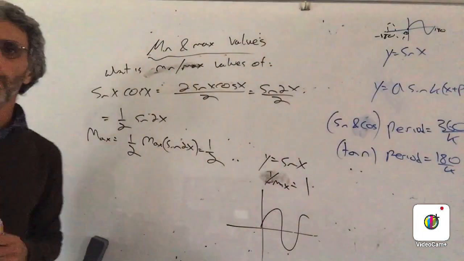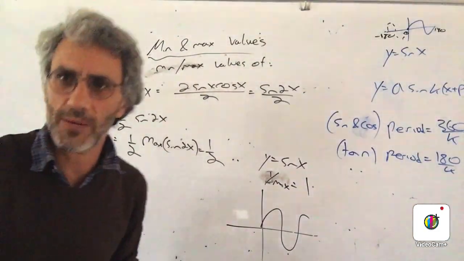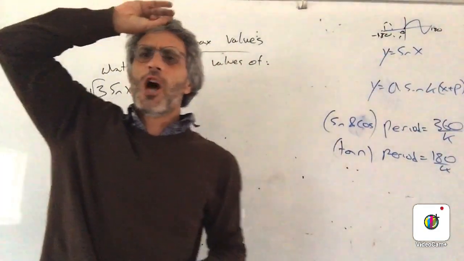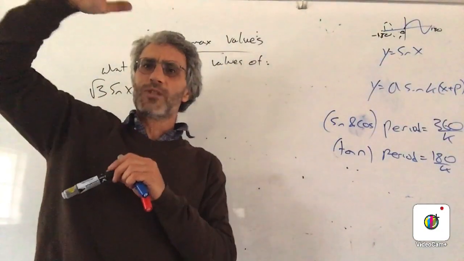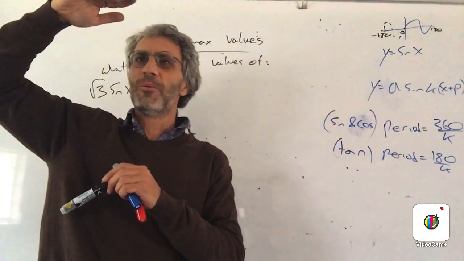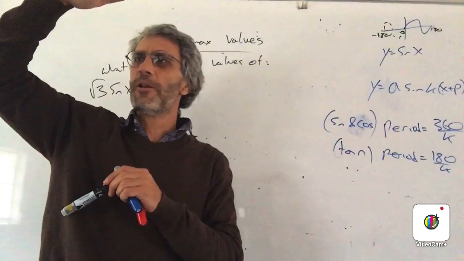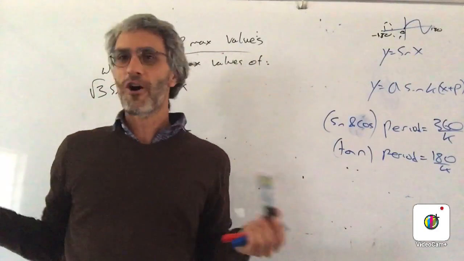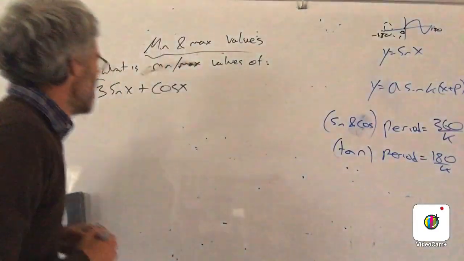I'll just pause. I'm sure there are some questions, guys, about the last question. The maximum was a half, but we didn't answer what the minimum was. If the maximum is half, the minimum is negative half. Right.